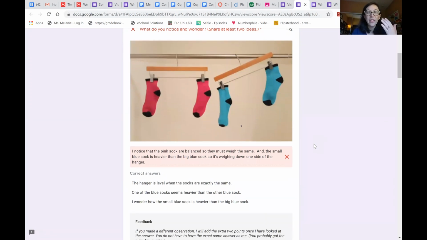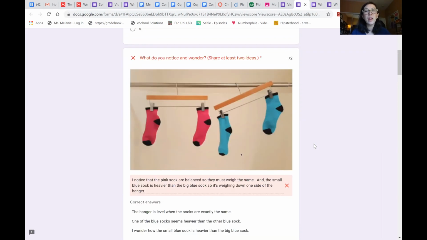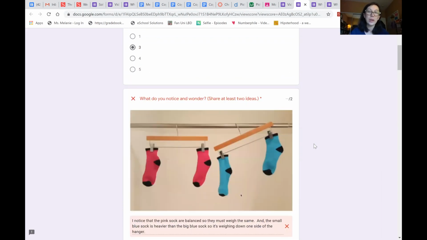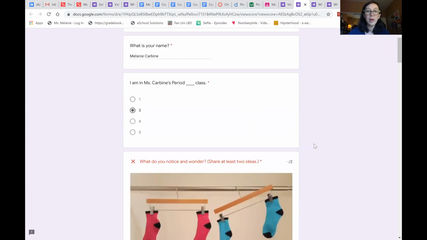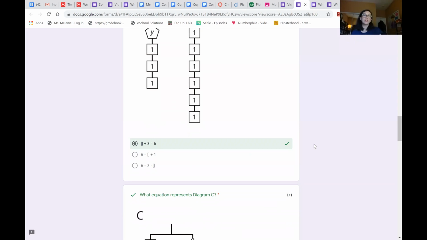I would have had to write the hangers level when the socks are exactly the same, period. And then it would have scored it right. Or one of the blue socks seems heavier than the other blue sock, period. But you don't have to do that. If you wrote something that was what you noticed and wondered, I gave you the points for it after the fact when I graded it. Okay? I'm also able to give you individual feedback and then email that to you. You just have to look for it.